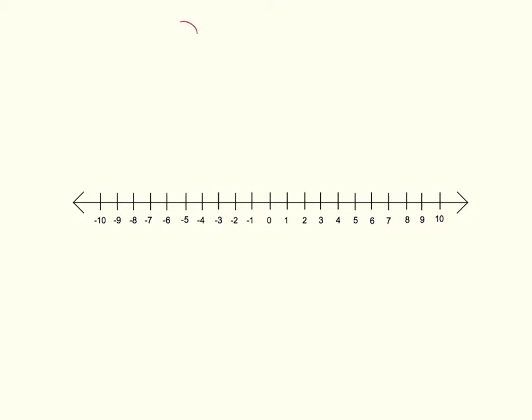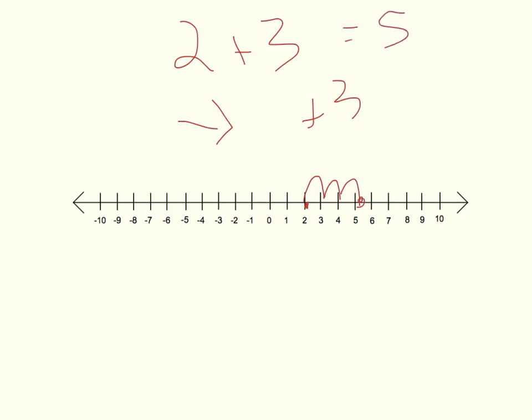So let's say I had 2 plus 3. Okay, so I start with my little dot on 2. Now it says plus 3, which means I'm going to move 3 spaces. And like I said, if we see the addition sign, we move to the right. So I'm going to move 3 spaces. I'm going to go 1, 2, 3. I know that 2 plus 3, and everyone should be able to tell me this obviously by now, is 5. This is a visual way of seeing that 2 plus 3 is 5.